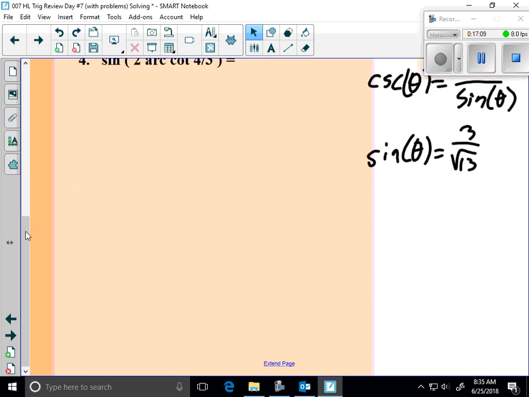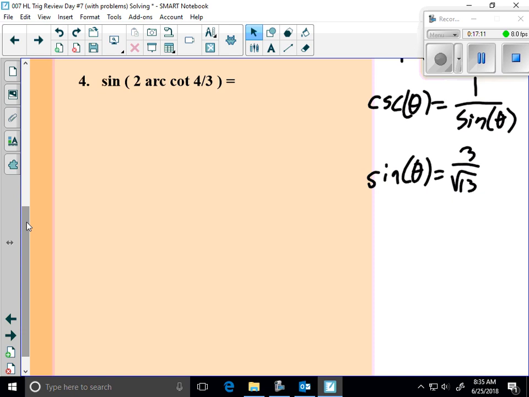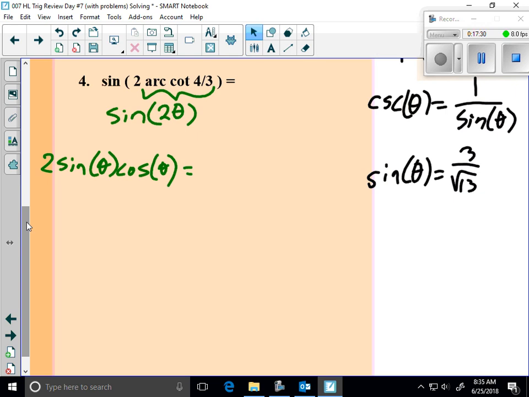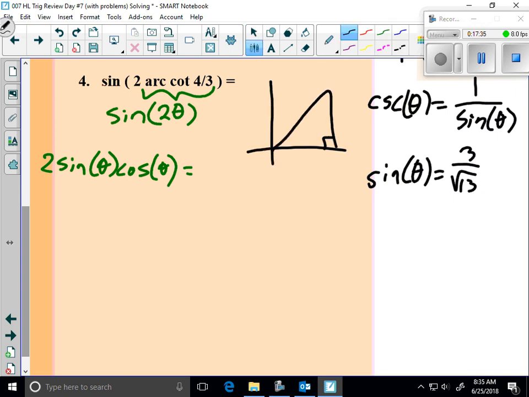Let's try another here. Sine of 2 arc cotangent of 4/3. So I'm going to call this theta. All right, so I want the sine of 2 theta, right? Recall that the sine of 2 theta is 2 sine of theta, cosine of theta. So first I got to sketch this scenario. I want a cotangent of 4/3. So that means I want a tangent. Oops, that means I want a tangent of 3/4.